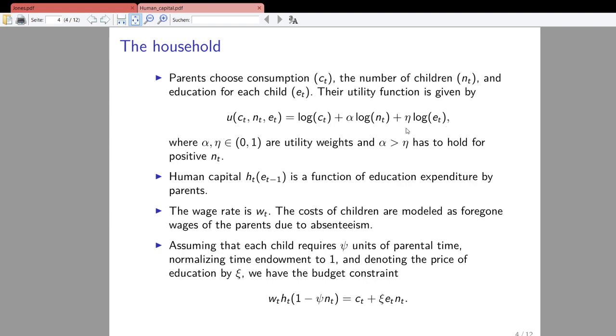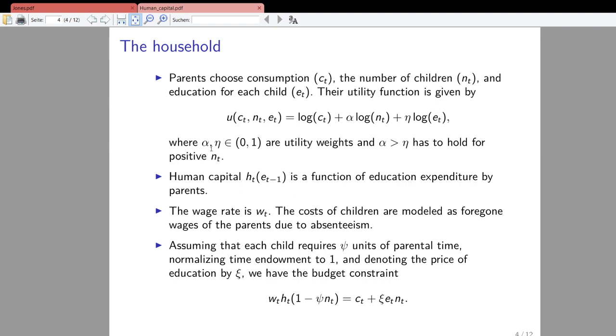So that's for analytical tractability. We have a concave utility function in all of these components. Utility increases with consumption, but at a diminishing rate. It increases with fertility, but at a diminishing rate, and the weight of fertility is denoted by alpha. And it increases with education of each child due to a warm glow motive of giving, also in a concave manner, and the weight on education is eta.